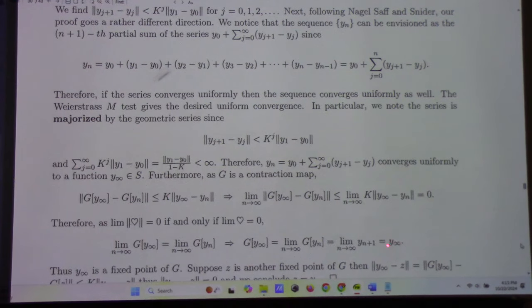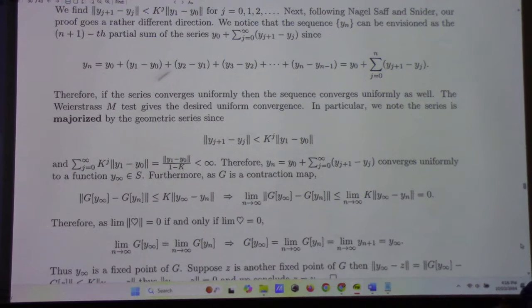So my notation is that y infinity is the limiting function of the iterates. So what do we have then? We have g of y infinity is equal to y infinity. So indeed, the limit of the sequence of functions is a fixed point for the operator, as we are used to seeing. So y infinity is a fixed point of g.